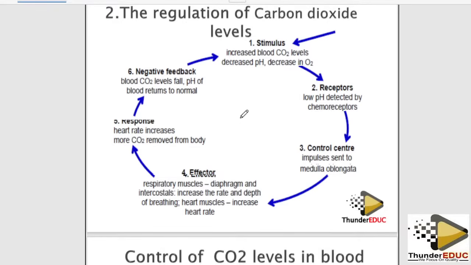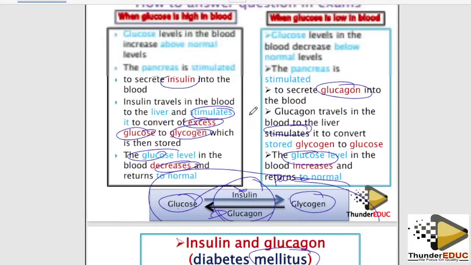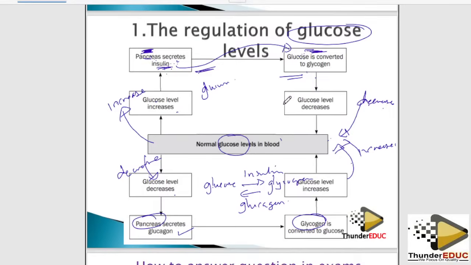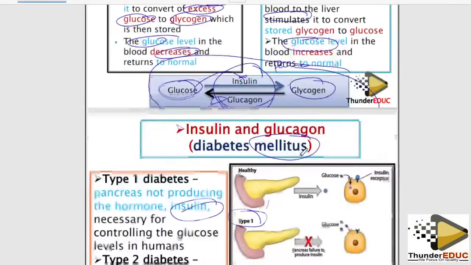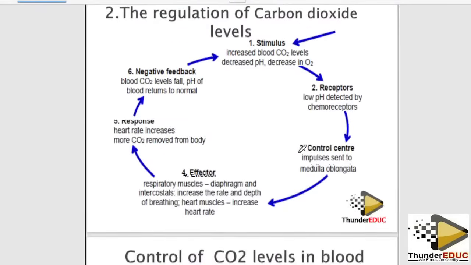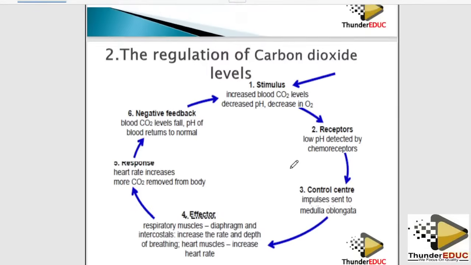If you check this one, you'll find that it has the upper one and the lower one, but carbon dioxide only has one way. A decrease in the level of carbon dioxide, that's better. If it's not there, that's good. An increase in the carbon dioxide level, we don't want it. That's why its regulation is related to a decrease in the amount of carbon dioxide in the blood.